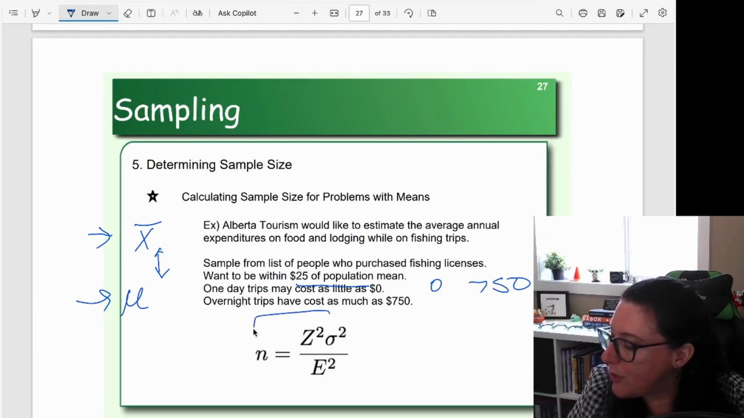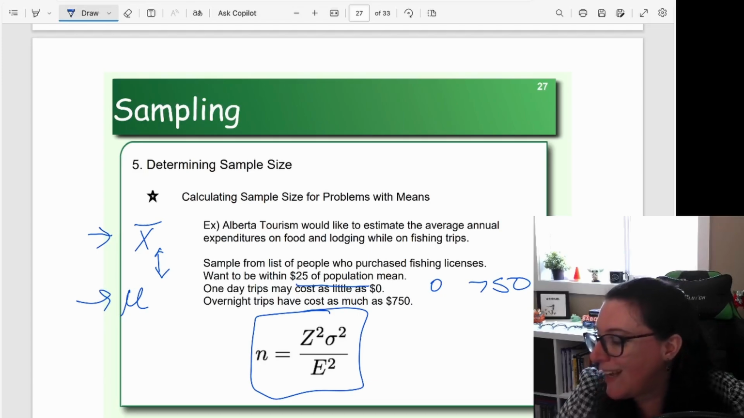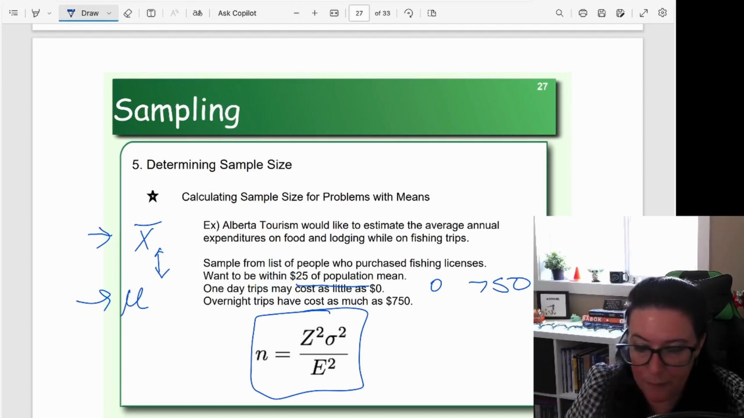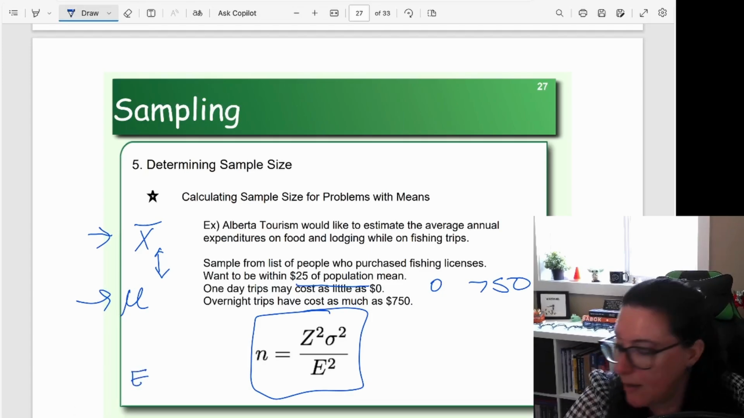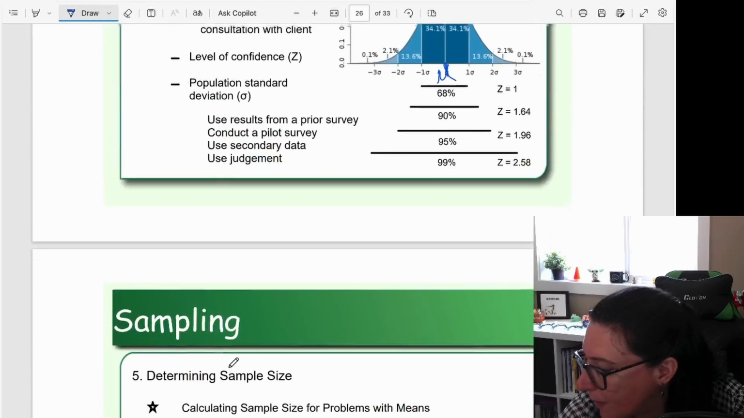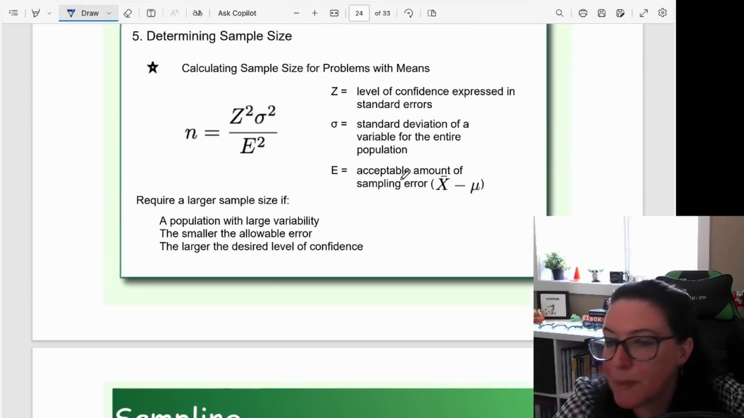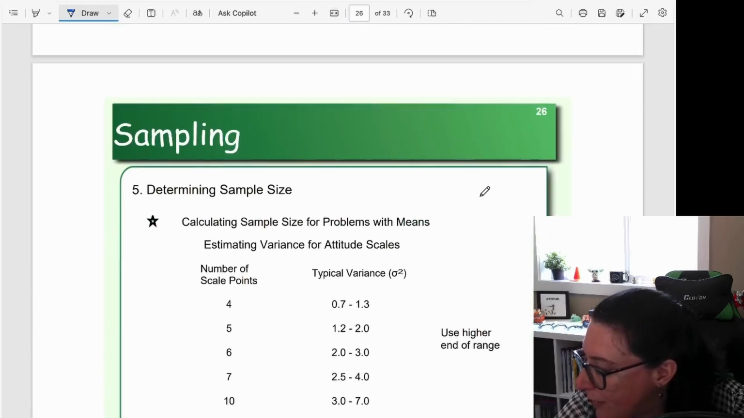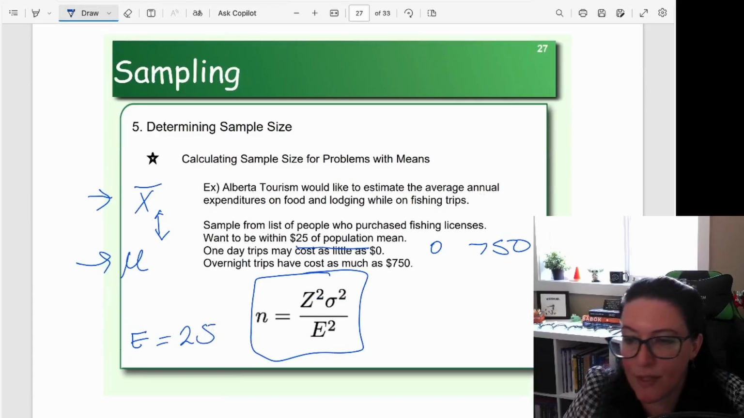So we want to use our formula here to estimate the sample size. How do we convert this information into this formula? Well, we start with E, our sampling error. Remember, E is the acceptable amount of sampling error, X bar minus mu. So in this particular example, our E is going to be 25. That's how far apart they can be.